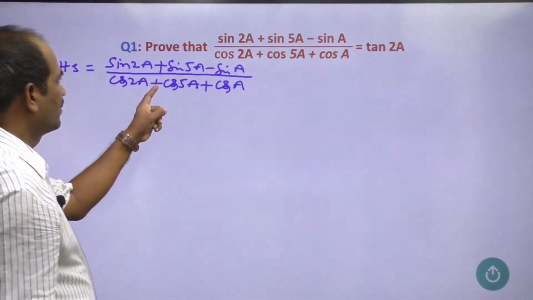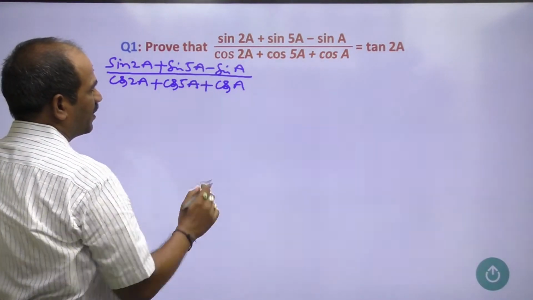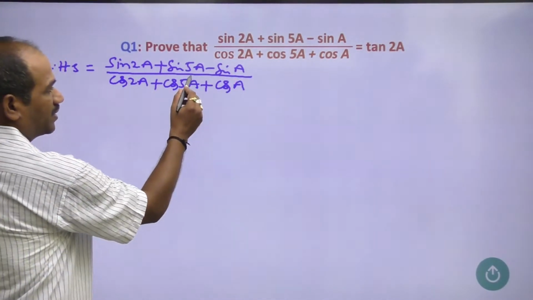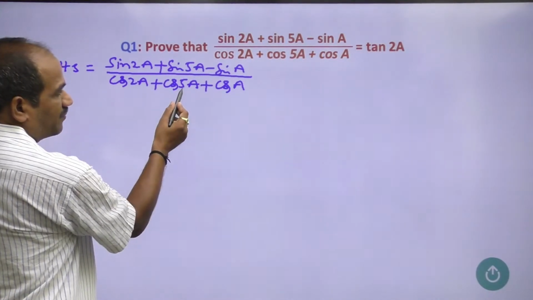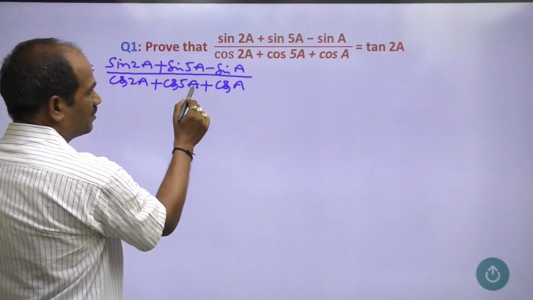See here, 5a minus a is 4a, 4a by 2, 2a coming. So first take these two. Next, the denominator also the same: 5a minus a, 4a, 4a by 2, 2a coming. Take first these two and these two.